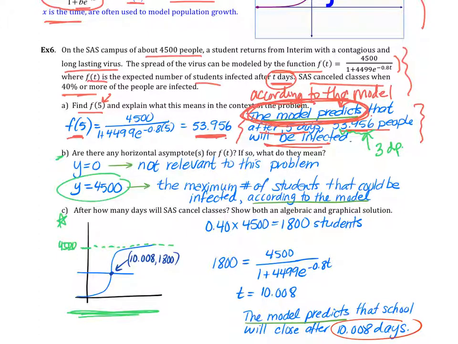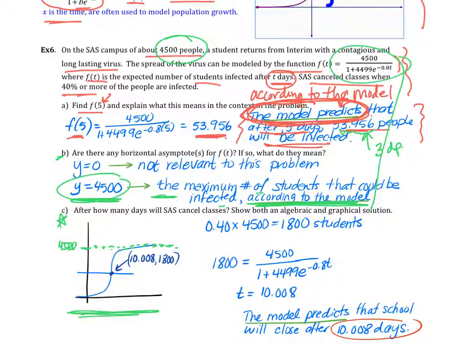If that's your maximum population, then that has to be a horizontal asymptote, because you're not going to go beyond 4,500 people, because there aren't any more people in the community. So that's a horizontal asymptote at your top end. That's going to be y = 4,500. So the maximum number of students that could be infected according to the model, right? It's according to the model that we've given to you guys in the problem.